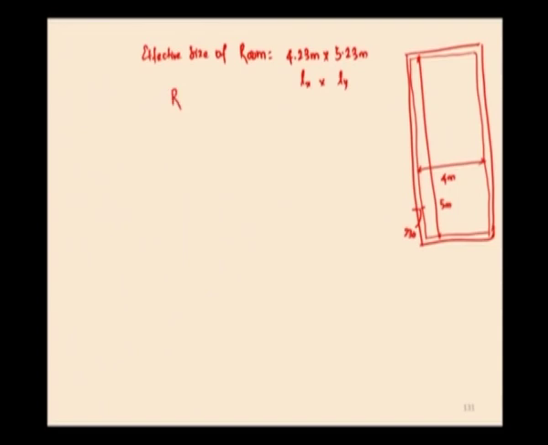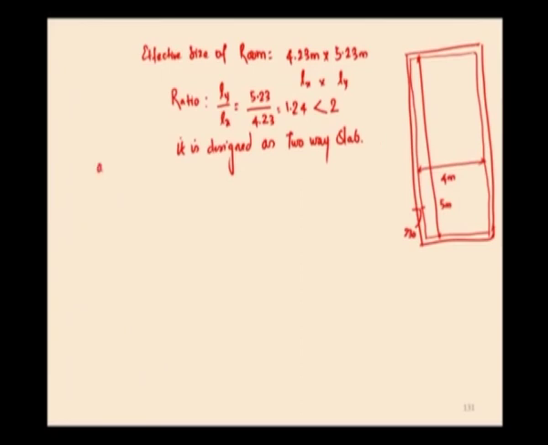So now we need to first check whether this is a one way slab or a two way slab. Ly by Lx is 5.23 by 4.23, which is equal to 1.24, which is less than 2. Hence it is designed as a two way slab. So here we confirm this is a two way slab. Then the first step, we need to find out the load acting on the slab, load calculations.